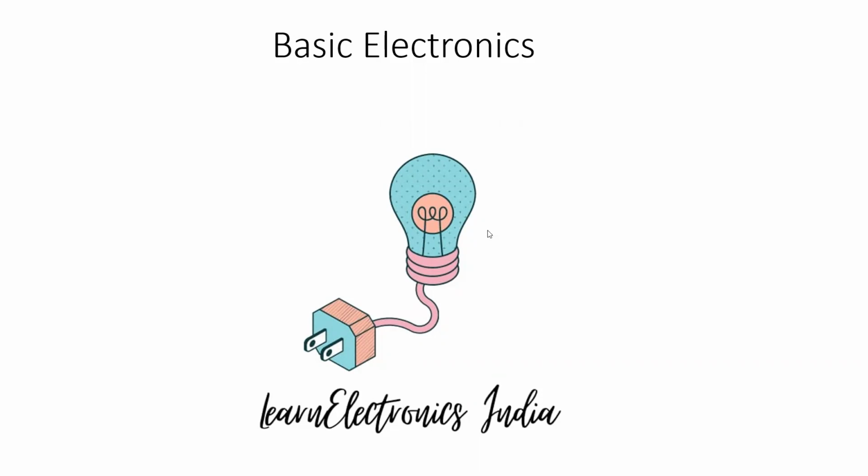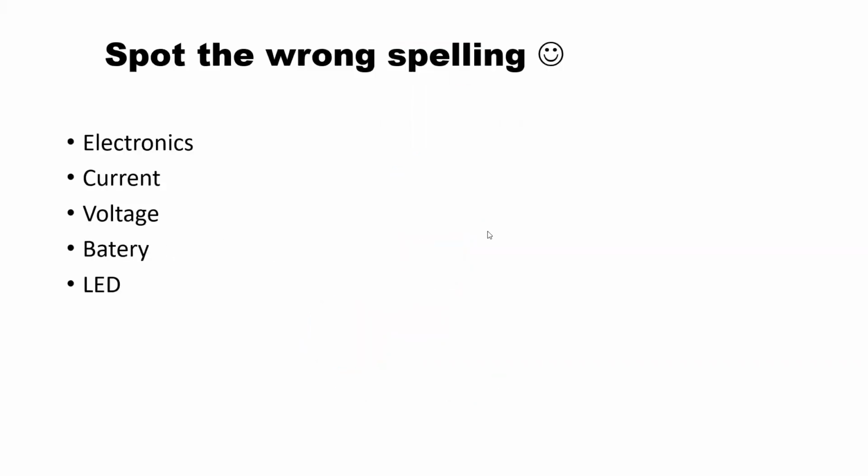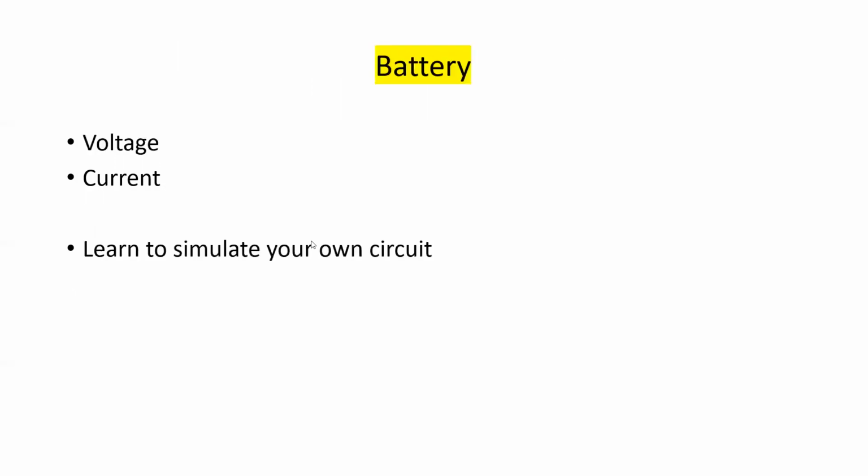So friends, before we start our session, here I have a small, simple puzzle for you. Just pause the video and I want you to spot the spelling which is wrong in these 5 different electronic components or electronic terms that I have given. Cool. I hope you have already got it. You are right. It's battery.